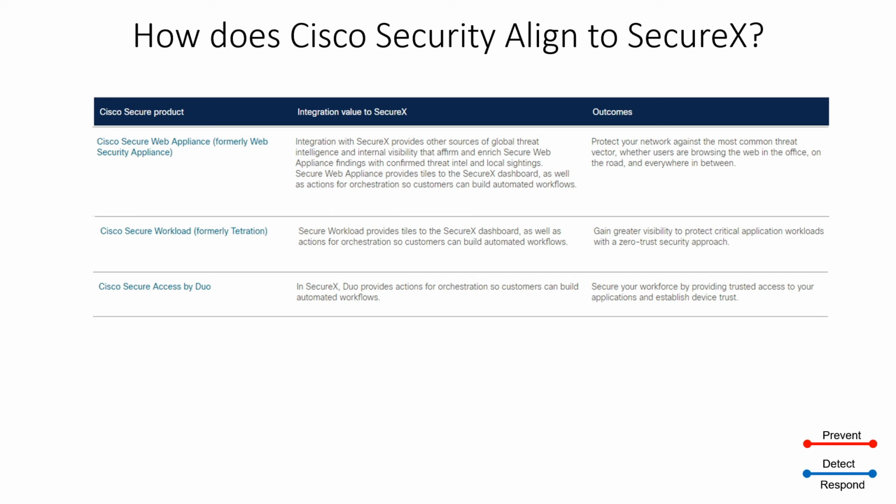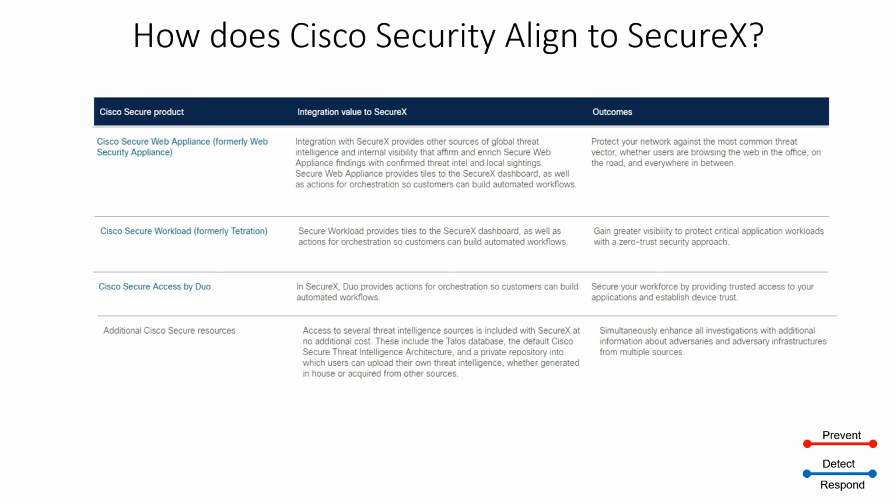Duo, so this is where we get into secure access. MFA is also a part of zero trust, but now we can provide actions within orchestration, and you can build out automated workflows as well. And then additional security resources.